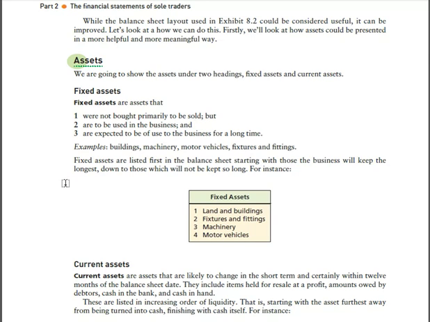And then based on these, we will arrange all of these assets based on how long they're expected to be used.